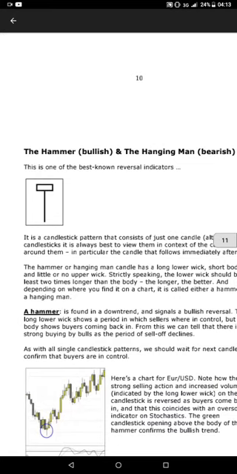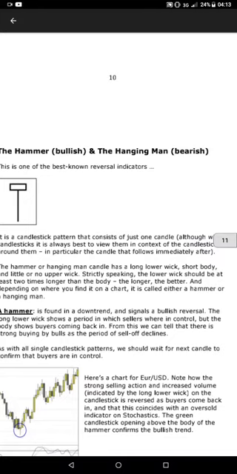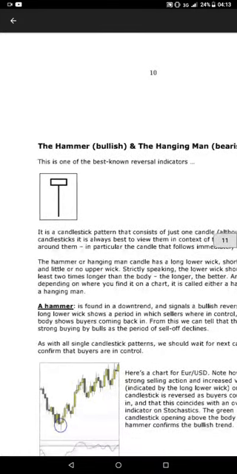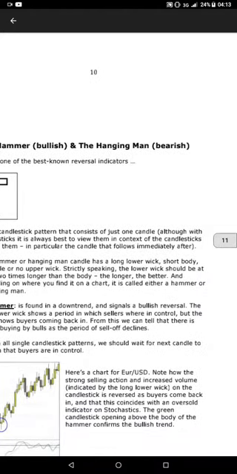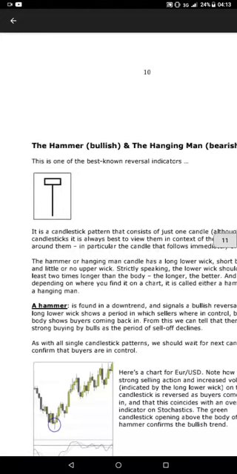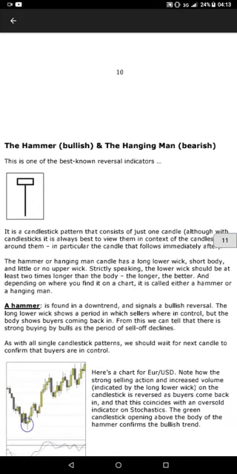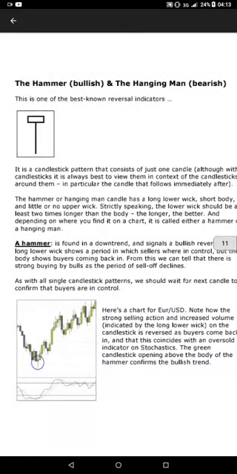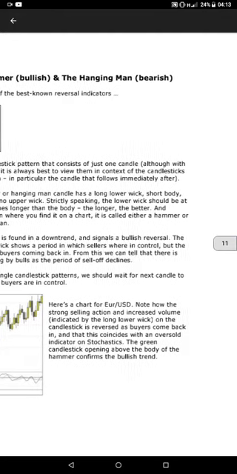The hammer or hanging man candle has a long lower wick, short body, and little or no upper wick. Strictly speaking, the lower wick should be at least two times longer than the body. The longer, the better, and depends on where you find it on a chart. It is called either a hammer or a hanging man. A hammer is found in a downtrend and signals a bullish reversal.